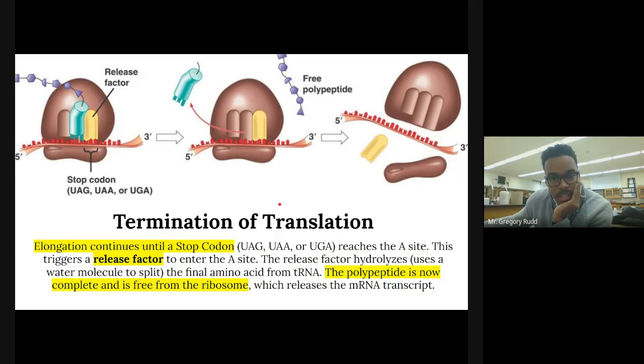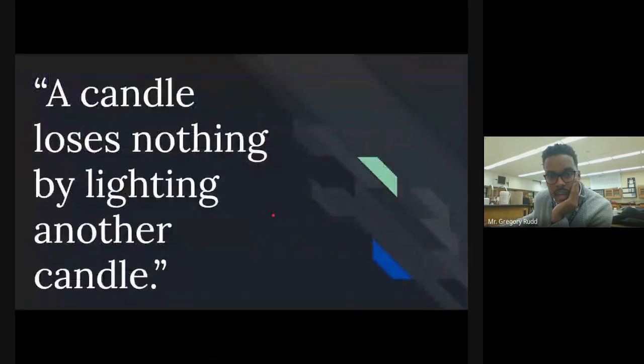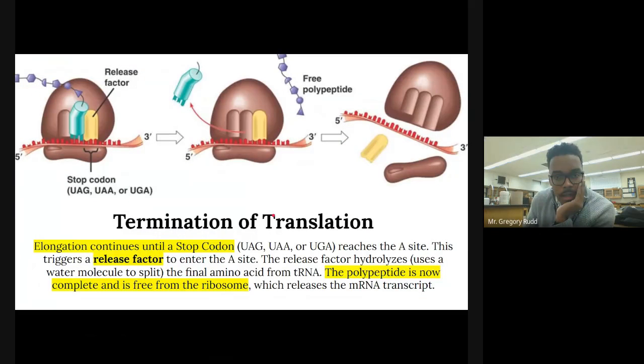So termination of translation. I think this is the only slide I have for this. Termination of translation happens when that elongation continues until it reaches a stop codon. So there are three possible stop codons: UAG, UAA, and UGA. When the ribosome comes across one of those codons, that means that it's time for the translation process to end.